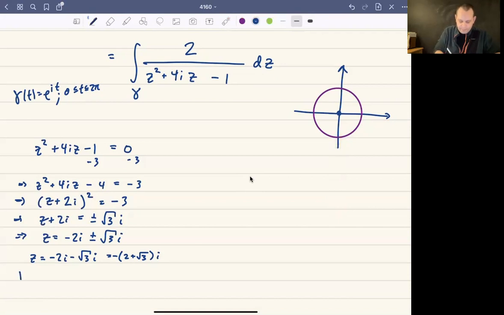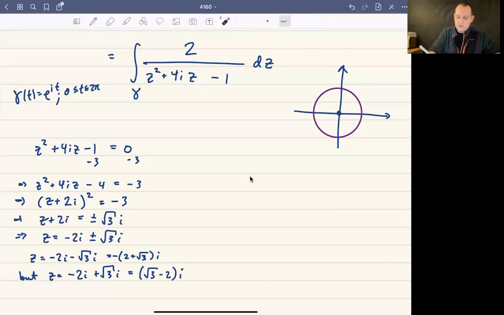But we have another solution. We have negative 2i plus square root of 3i. I'm going to write that as square root of 3 minus 2 times i. And again, square root of 3 is something like 1.5. So if we take 1.5 minus 2, that's going to be about negative 1/2 i.